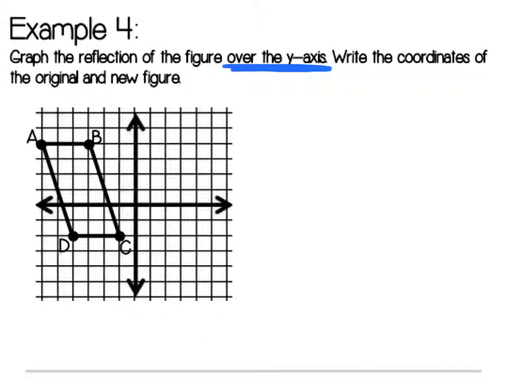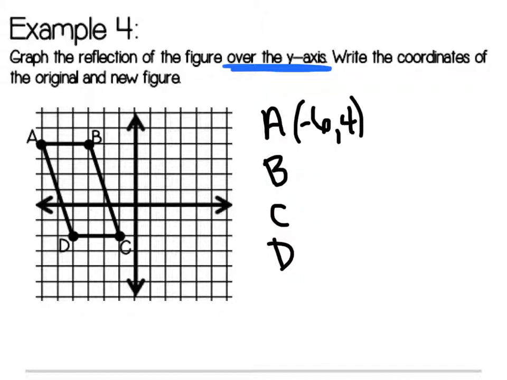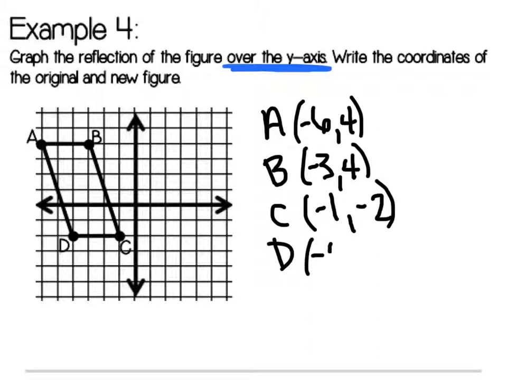Now, writing down our ordered pairs, we have a quadrilateral. Our quadrilateral is A, B, C, and D. Our points are at -6, 4 for point A. Point B is at -3, 4. Point C is at -1, -2. And point D is at -4, -2. We're going to find the image for each of these, the image of A, B, C, and D. We're going to find their ordered pairs.